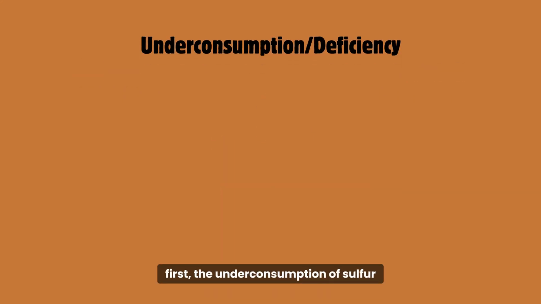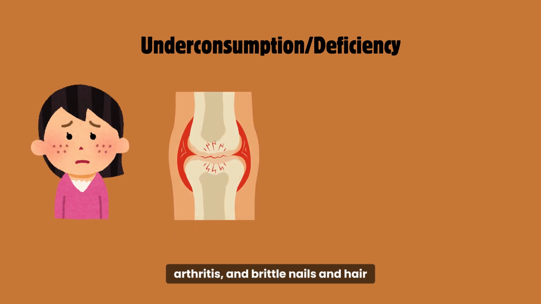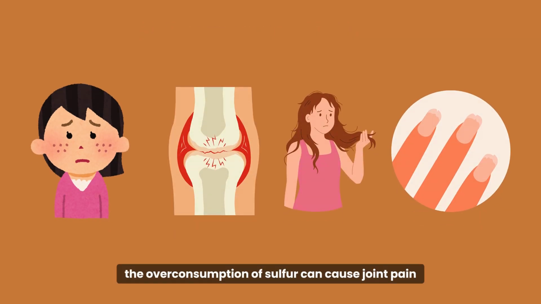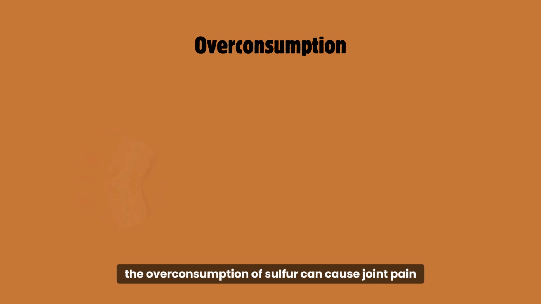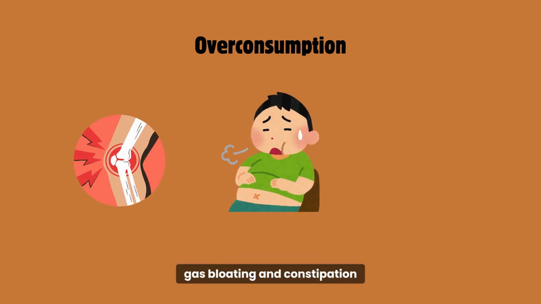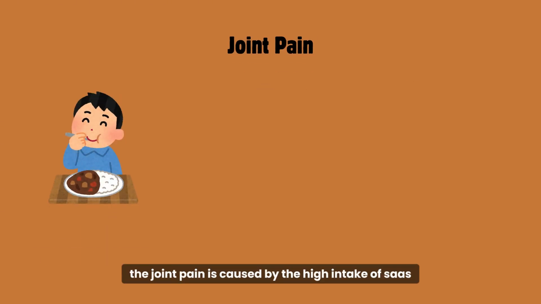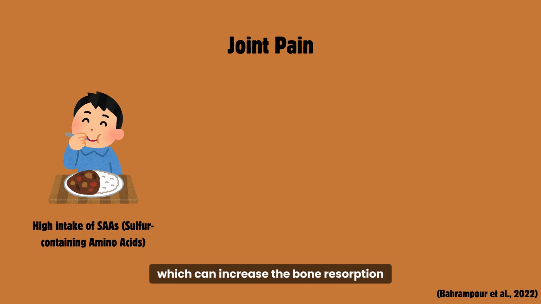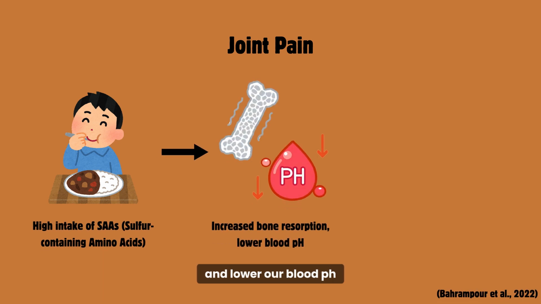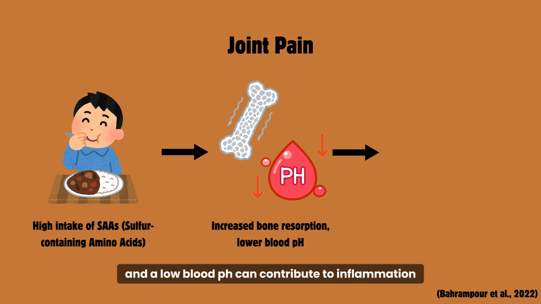First, the underconsumption of sulfur, or sulfur deficiency, can cause acne, arthritis, and brittle nails and hair. The overconsumption of sulfur can cause joint pain, gas, bloating, and constipation. The joint pain is caused by the high intake of SAAs, which can increase the bone resorption and lower our blood pH. Excessive bone resorption can cause the bone structure to be weaker, and a low blood pH can contribute to inflammation, which can worsen the joint pain.